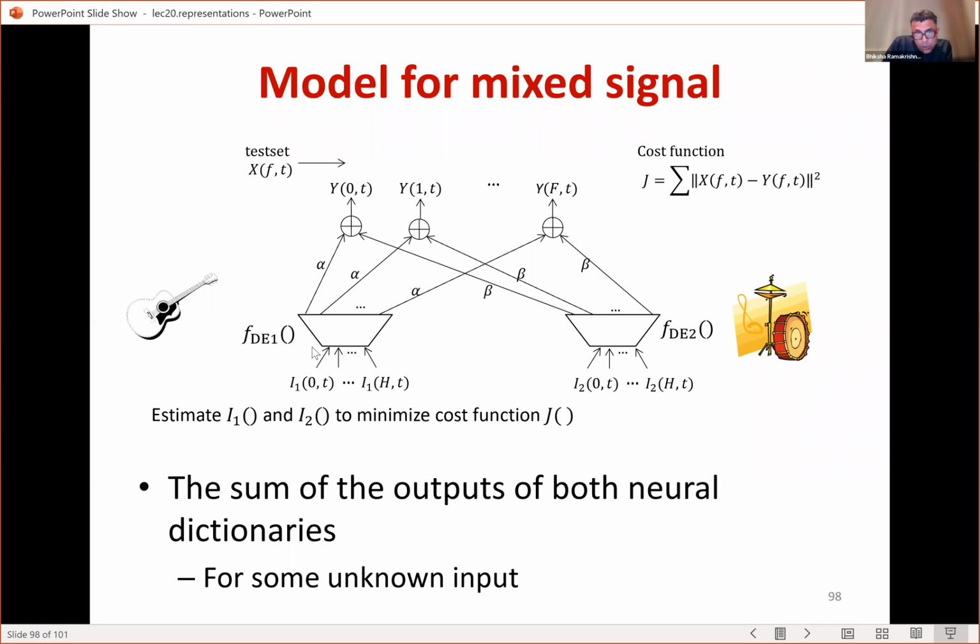But then how do I generate sounds from this dictionary? This dictionary has to be excited in some manner, right? So I'm going to say that for the decoder for the first source, there was some excitation with which I had to excite it, and some other excitation with which I had to excite the dictionary for the second source, such that when I sum their outputs up, the result looked like my mixed recording.